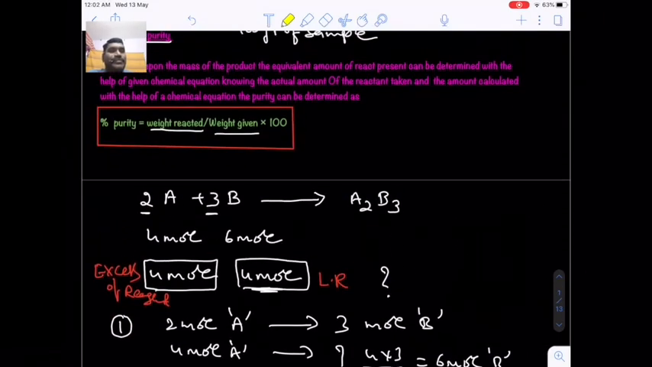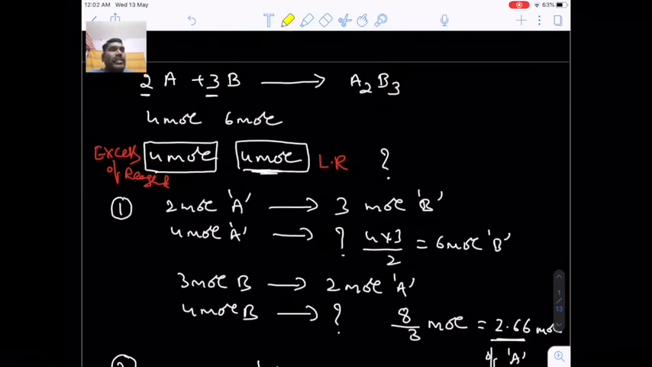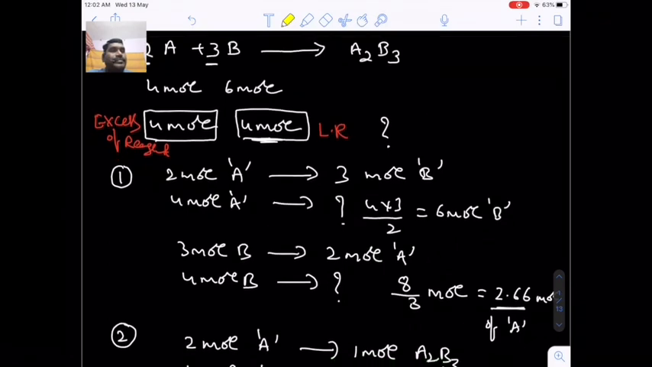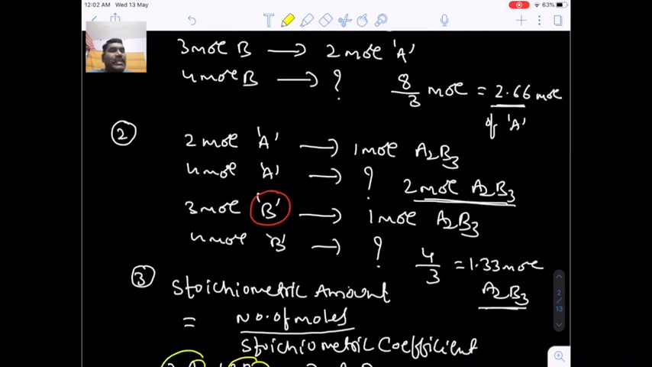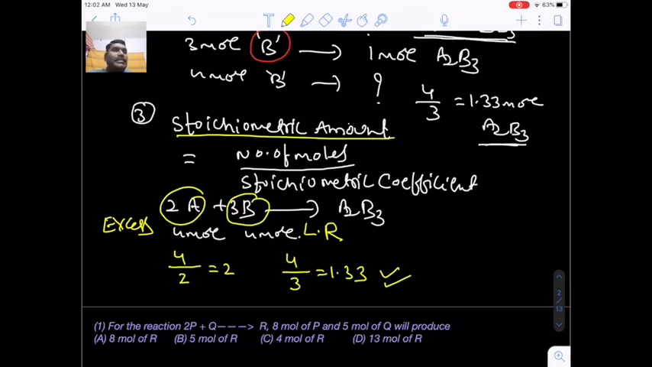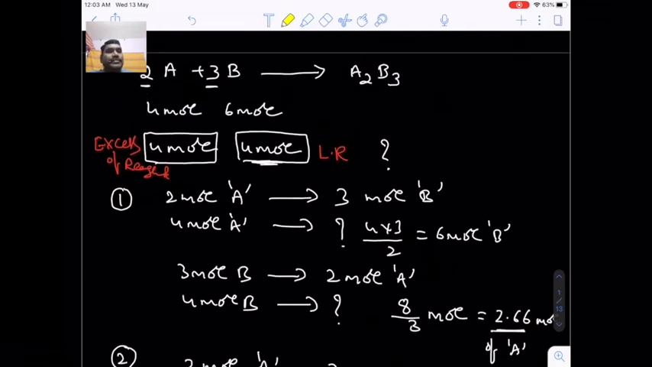Now, there are 3 methods. From each method we are calculating the limiting reagent. Out of 3 methods, the third method, which is a very easy method, is to simply divide the given number of moles by the respective stoichiometry. Remember, the equation must be balanced.